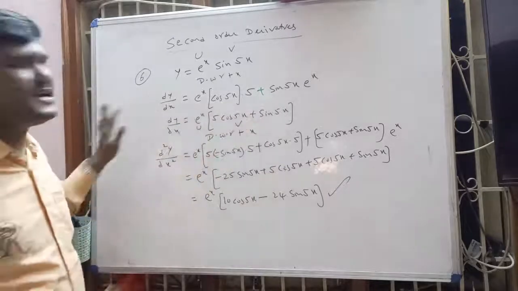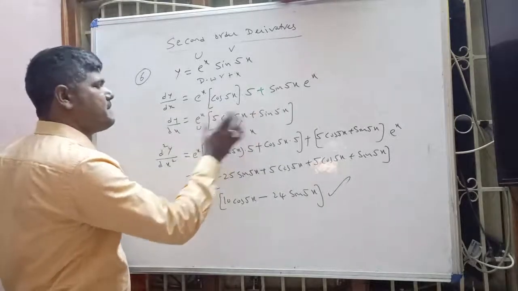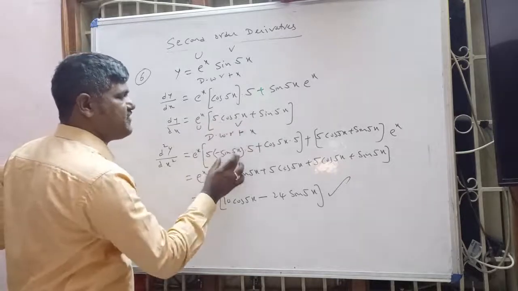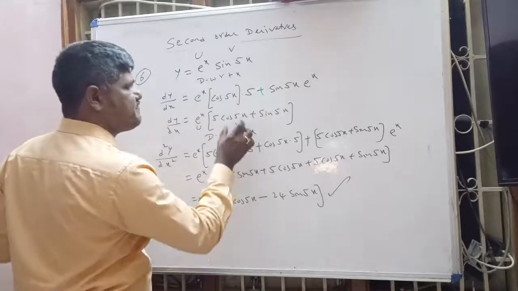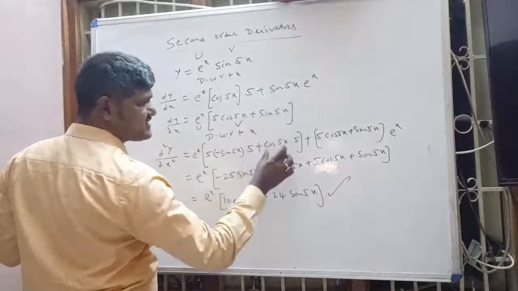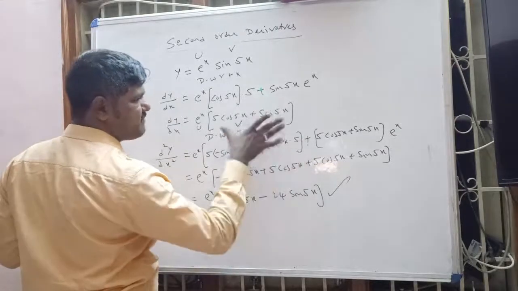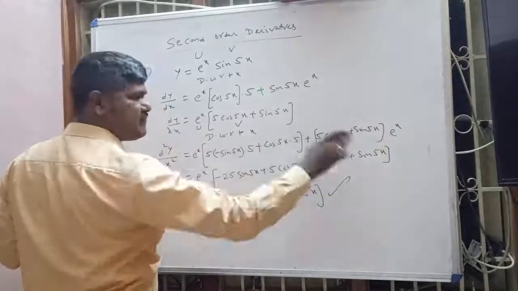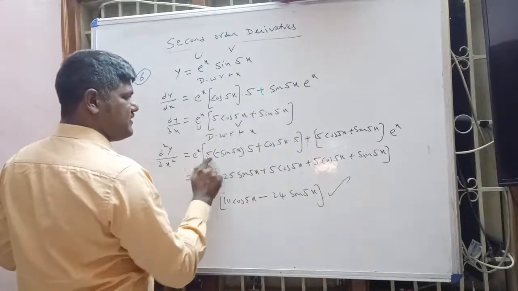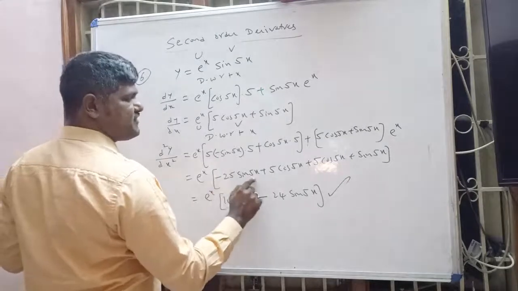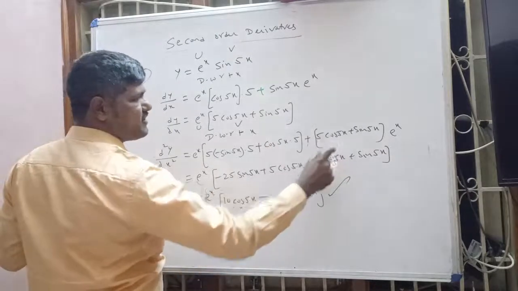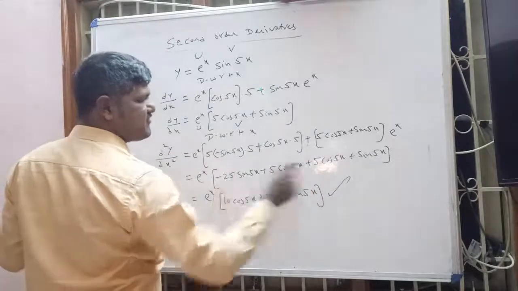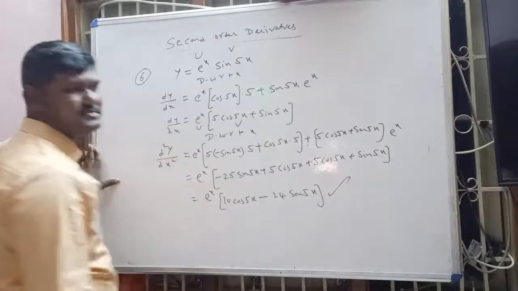Now again differentiate. This is u, this is v. u into 5 cos 5x minus sin 5x, 5x derivative is 5, plus v as this term, e power x. Take e power x common from both terms: 5 5s are 25, minus 25 sin 5x, 5 cos 5x, 5 cos 5x, sin 5x. 5 plus 5, 10 cos 5x, minus 25 plus 1, minus 24 sin 5x. Understand?